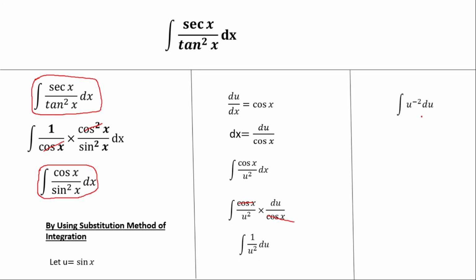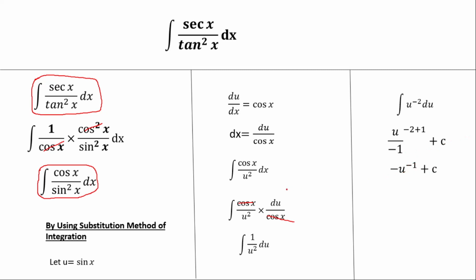With this you can rewrite it as the integral of u exponent negative 2 du. And when we do the integration of this, you're going to add 1 to the exponent and divide by the new exponent. So u exponent negative 2 plus 1 gives negative 1, over negative 1, plus c. To rewrite it correctly, you get negative u exponent negative 1 plus c.